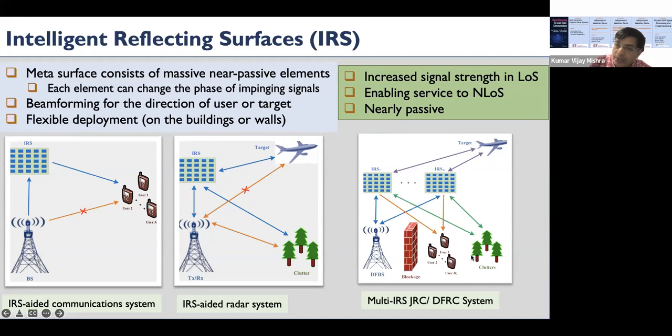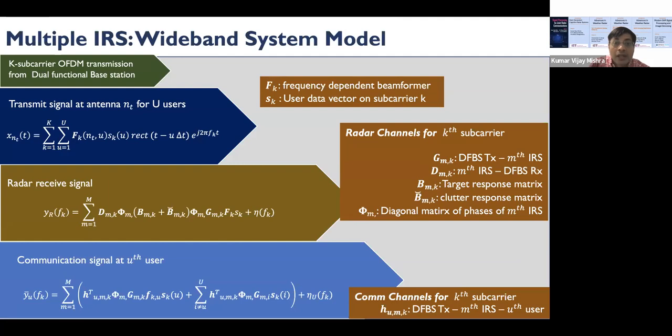And hence you can use it to enhance your coverage. You can use it for non-line of sight sensing slash communications. And there have been some works where this particular surface may not be completely passive, but may have slightly more active configurations, and then it gives us some new kind of applications as well.